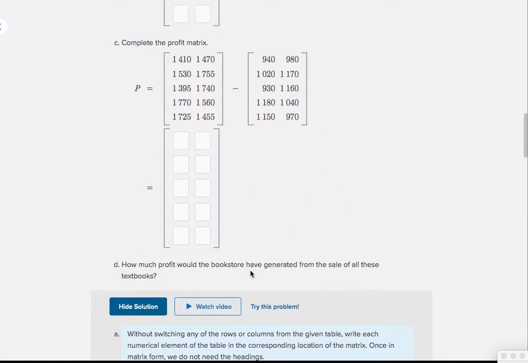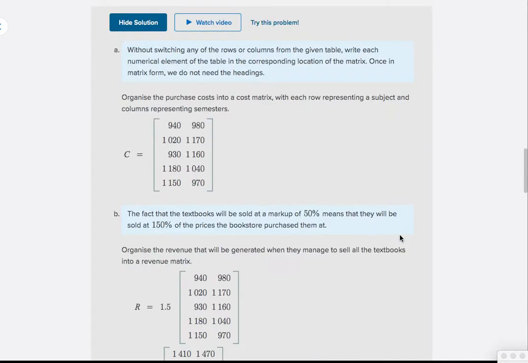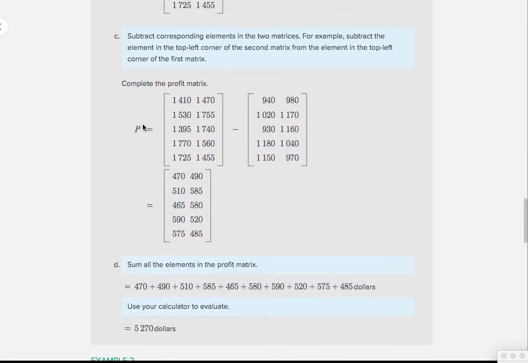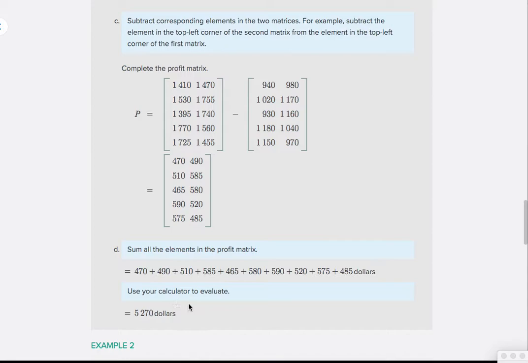How much profit would the bookstore have generated from the sale of all of these textbooks is question D. Once you've generated your profit matrix by subtracting your cost price from your sale price to give us our profit here, well, let's sum all of those elements together to get $5,270.